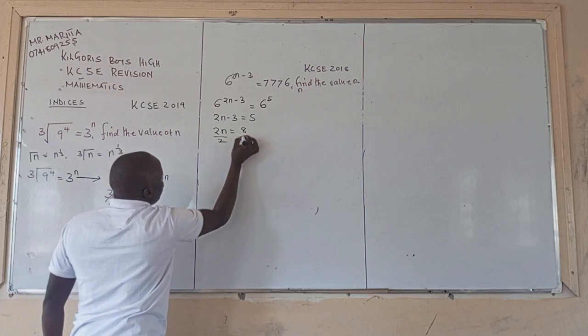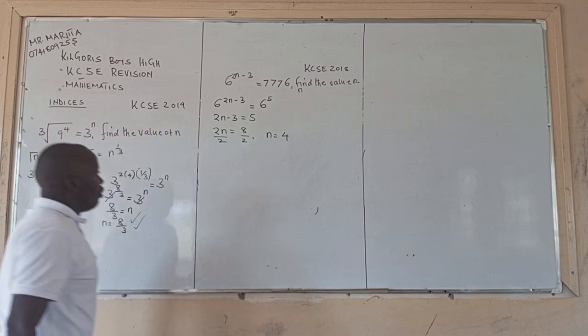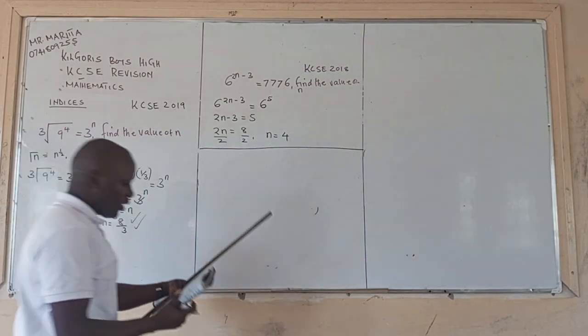We divide it by 2. And the value of n is equivalent to 4.